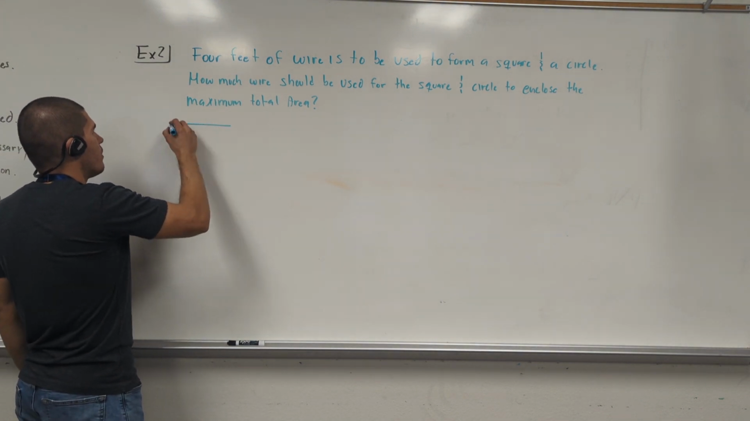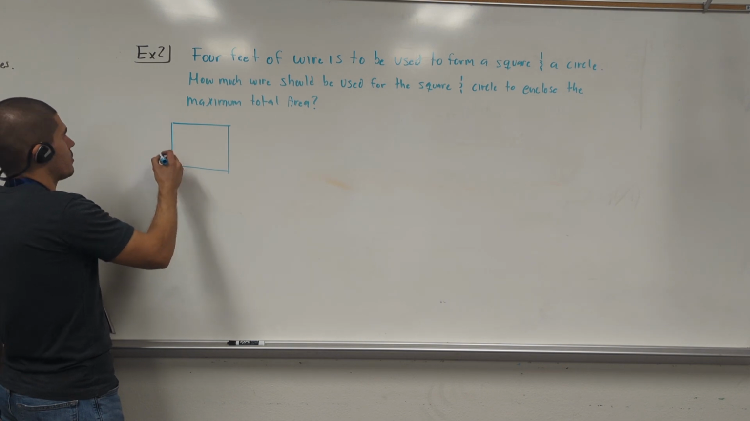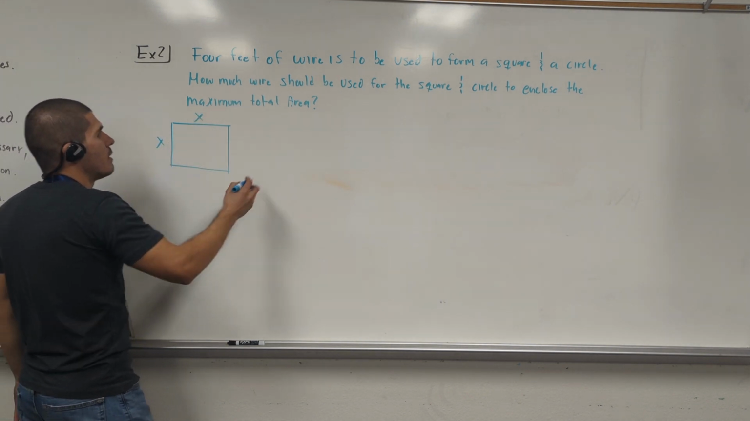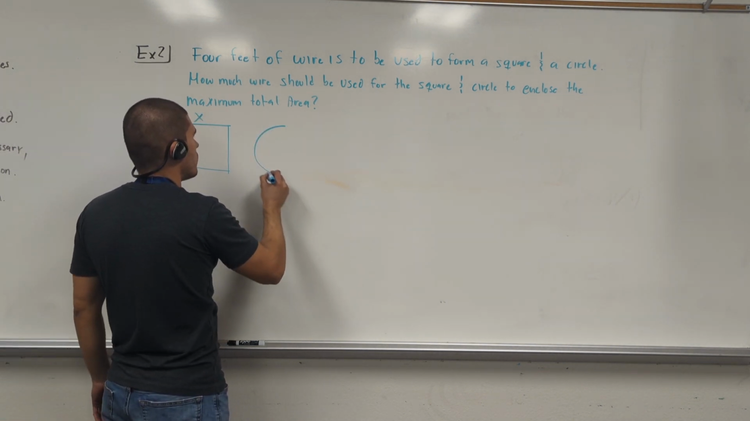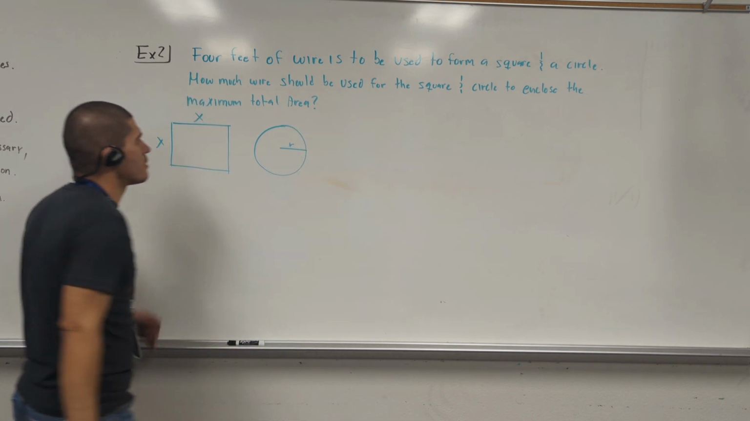So obviously a square, we have a square. I'm gonna give it some dimensions. I'm just gonna call it x by x. And then I have a circle. I know the dimensions of the circle. I'm just gonna call it r for radius.